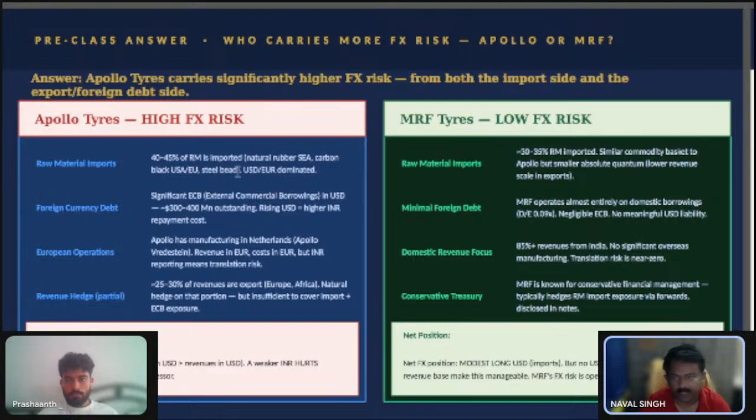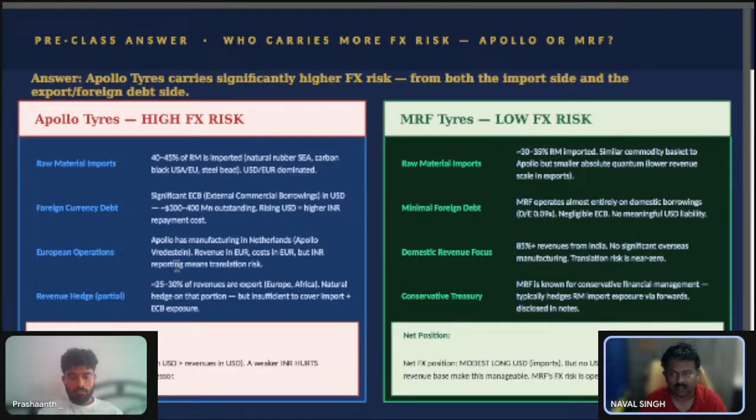So these purchases are either euro denominated or USD denominated. To pay them in dollars and euros, Apollo India has to have so many euros and dollars in their kitty, and they have to buy it either from RBI or from the external free market. There are also significant external commercial borrowings in dollars, 300 to 400 million dollars outstanding, and a rising dollar means a higher INR repayment cost. That's the first part. The foreign currency debt is high for Apollo.